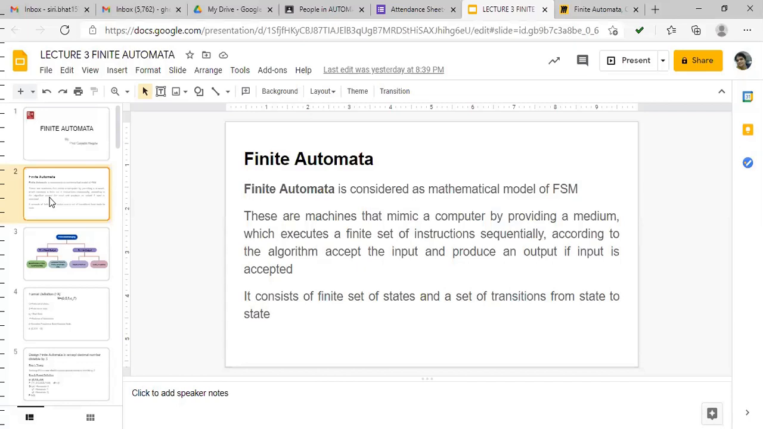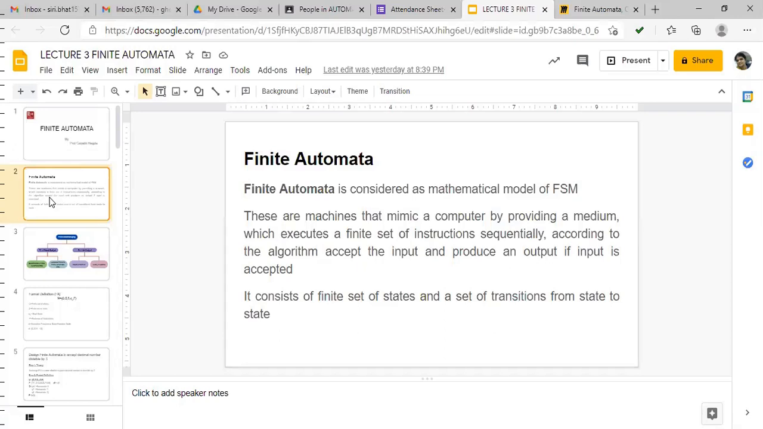One more thing you have to remember is, for every problem statement we will be designing a separate finite automata. You'll understand as we go into the examples.